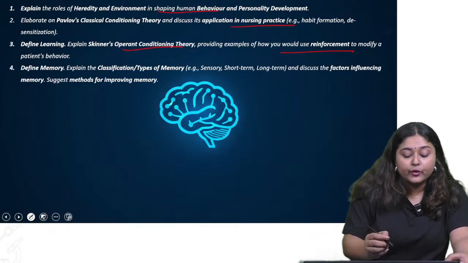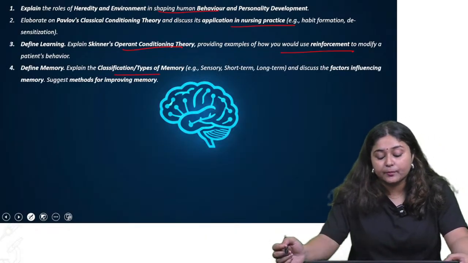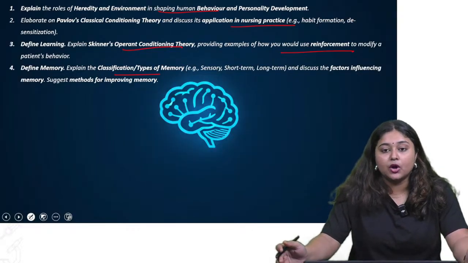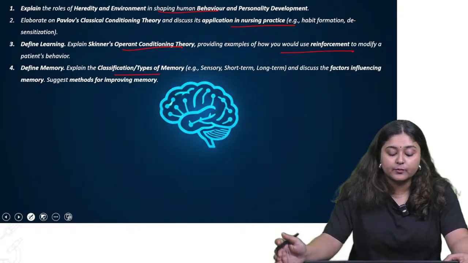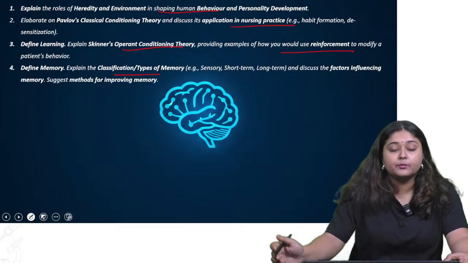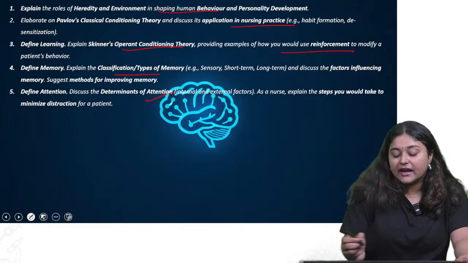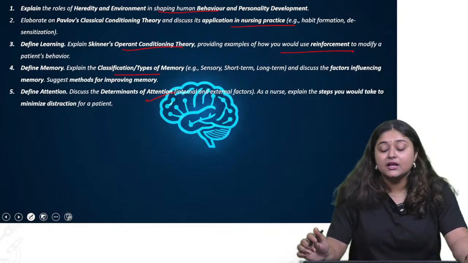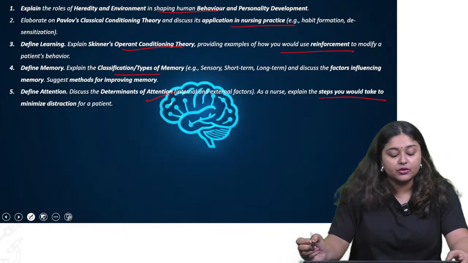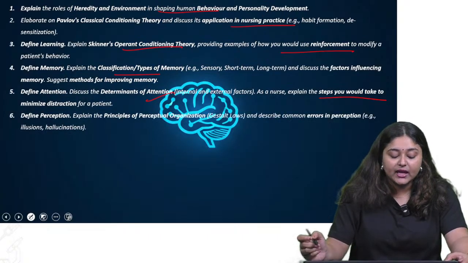Next is define memory. Explain the classification or types of memory like sensory, short term, long term, and discuss the factors influencing memory. Then suggest methods for improving memory. Next, define attention. Discuss the determinants of attention, internal and external factors. As a nurse, explain the steps you would take to minimize distraction of a patient.